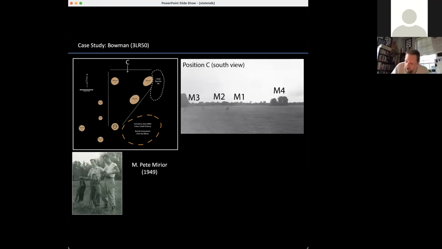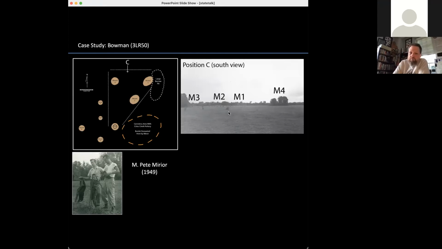So he took a photograph from position C looking south. It's taken north of the field fence because you can see this fence running all the way along and the cows on the other side of it. And you can see mounds 3, 2, 1, and 4 running across.